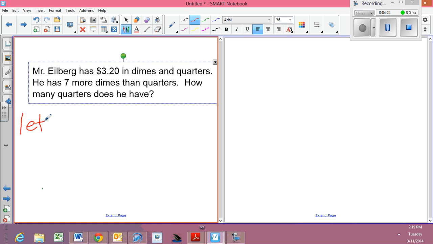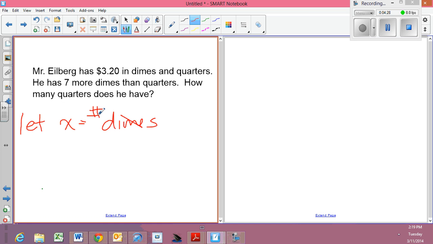So let me again start with my let statements. I'll let x equal the number of dimes. I'll let y equal the number of quarters. And let's look at the first sentence. He has $3.20 in dimes and quarters. So I'm talking about the value of the coin.